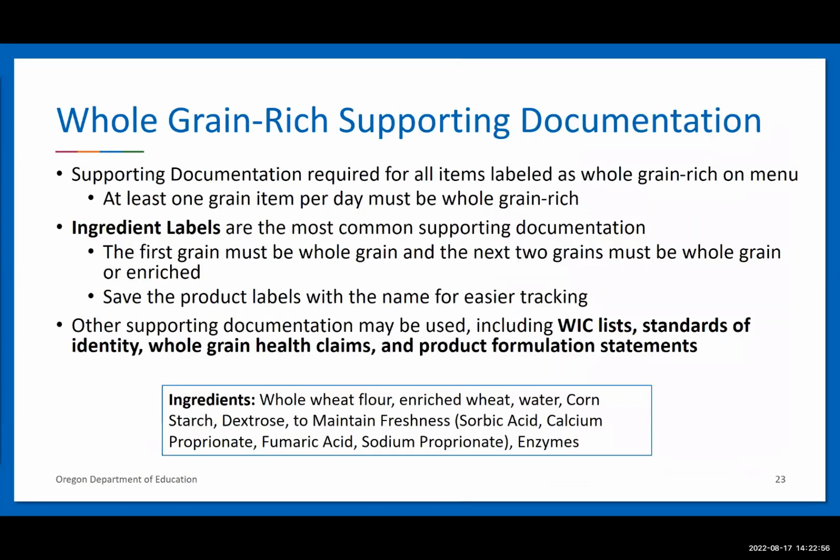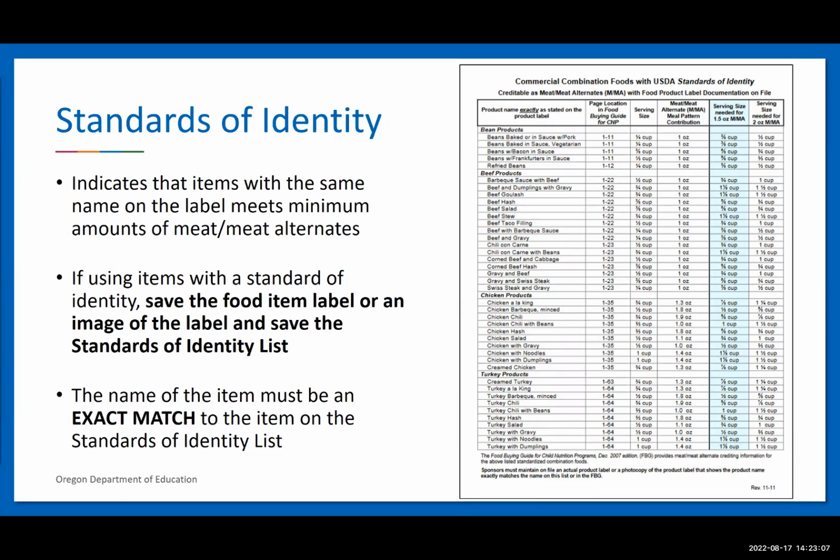If you are using the standard of identity to credit an item, make sure that you are saving both the food item label or an image of the label with the product name and save the standards of identity list. You must make sure that the product name on the label is an exact match to the name on the standards of identity list. Any commercially purchased combination items that are not on this list will need a CN label or PFS.